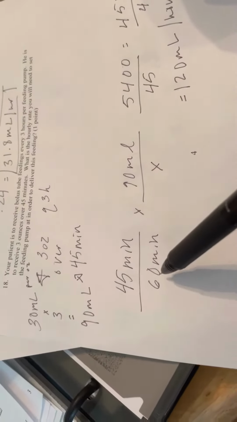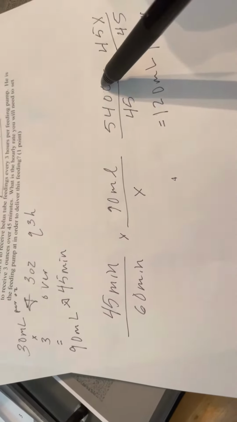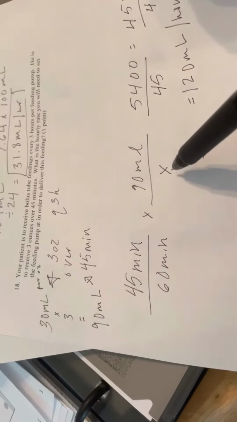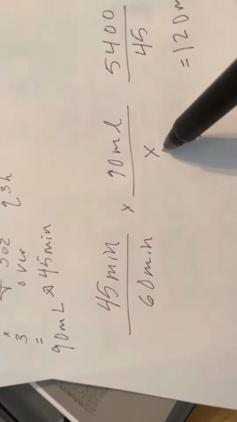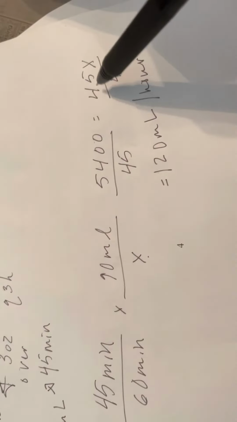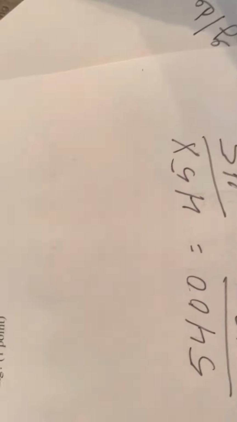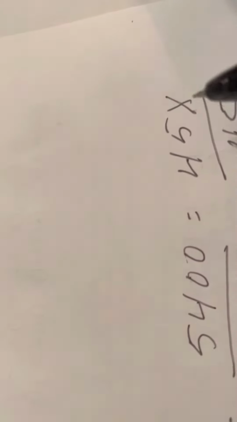So I take 60 times 90, just going across, which gives us 5,400. And then 45 times x. You may be thinking, how am I going to do 45 times a letter? You just stick it next to it. So 45x is our result from cross multiplying. Moving on to this side, this is what I have here, 5,400 equals 45x.